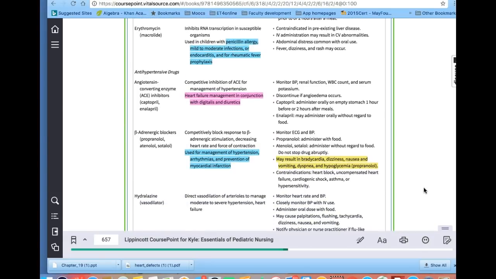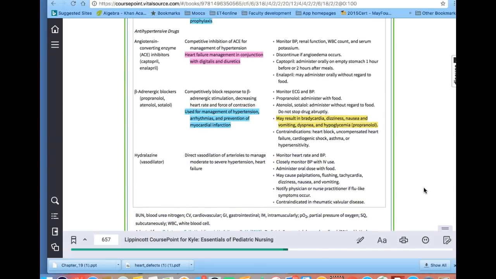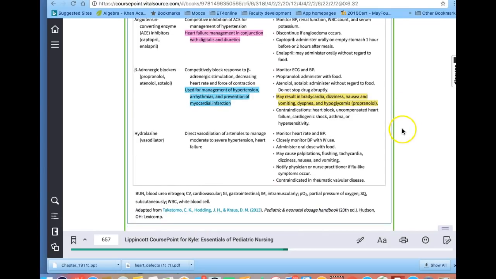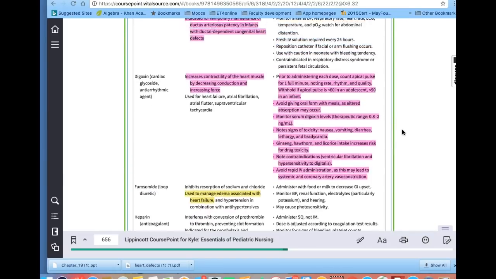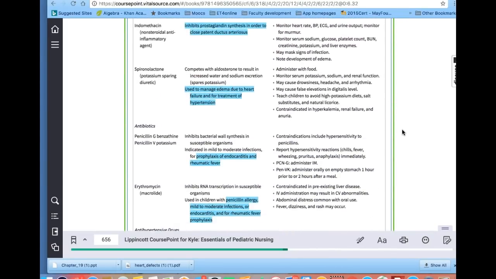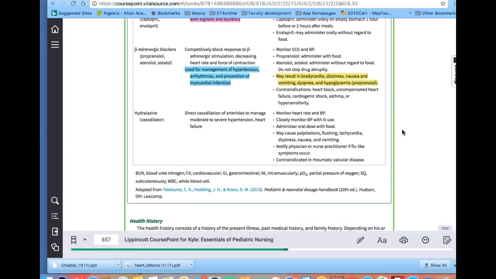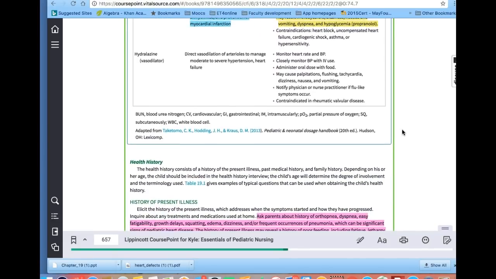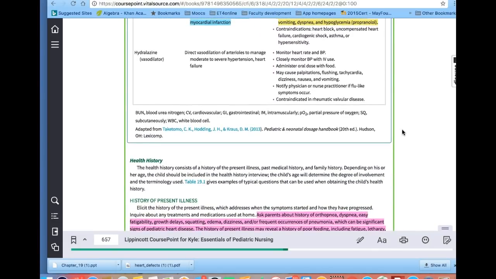All right, and unfortunately we do have hypertension in kids. Here's a couple of medications used to treat those: angiotensin converting enzymes, or ACE inhibitors, and beta blockers. Know the signs and symptoms and nursing implications. Yes, nursing implications of each one of those medications as well. Okay, so assessment of these kids.